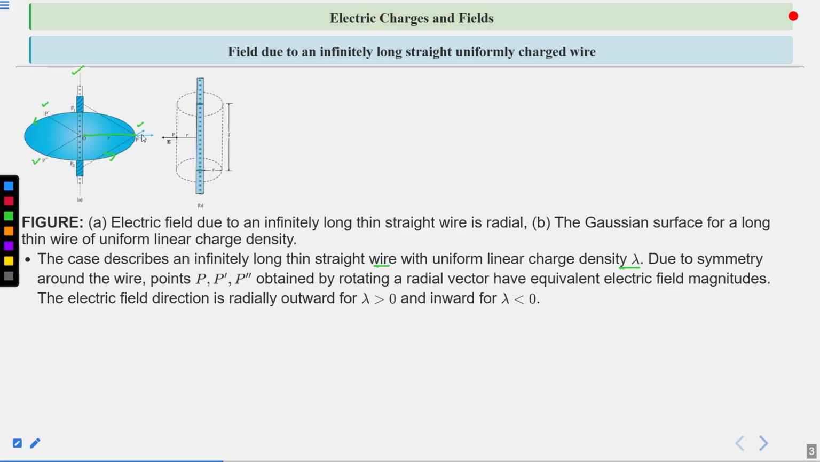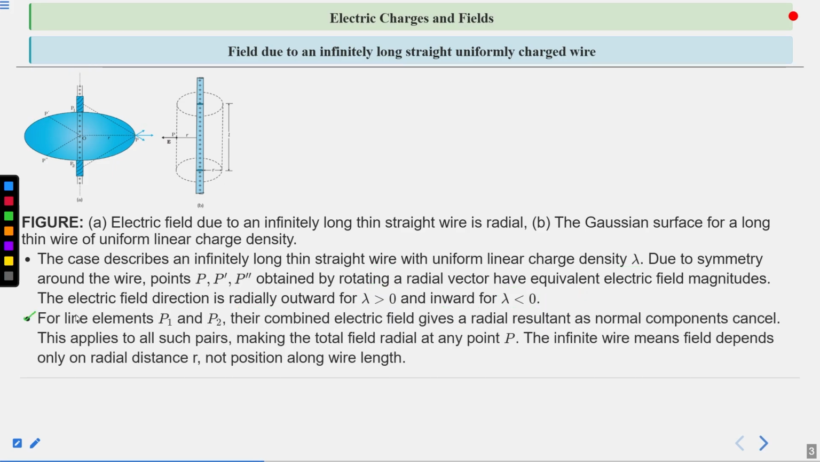And the direction is what? The direction of the electric field is radially outward. This is very important: radially outward for positive charge and inward for negative charge. How can we know about the positive charge and negative charge? If the linear charge density lambda is positive, the direction is radially outward. And if the linear charge density lambda is negative, the direction of the electric field is radially inward. Clear? Here we know lambda is charge upon length, Q divided by L. Clear?